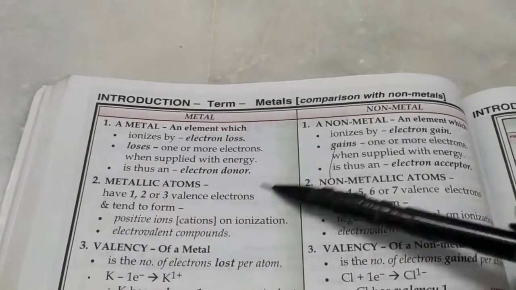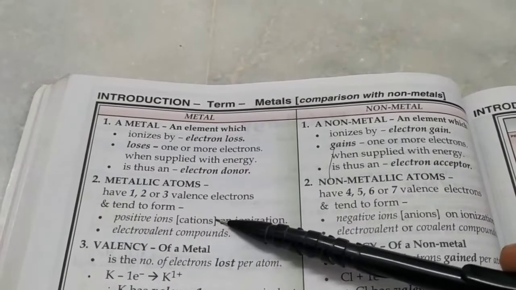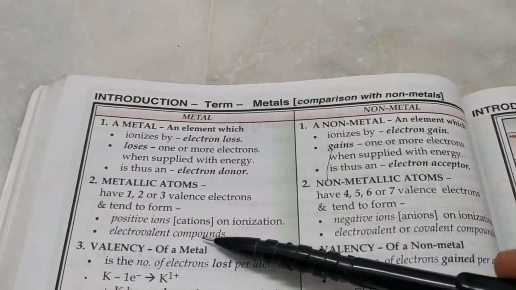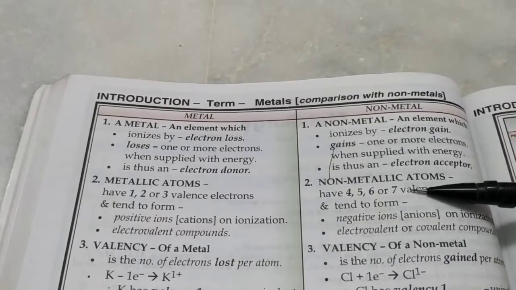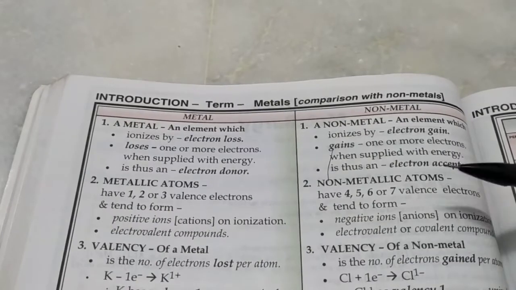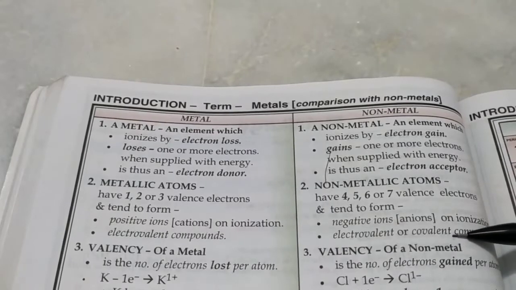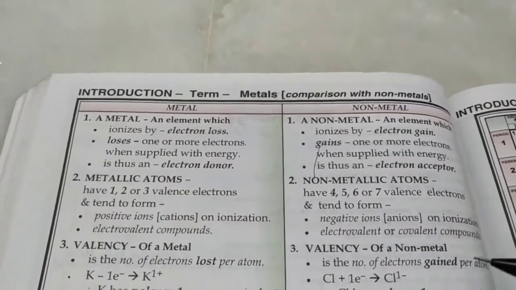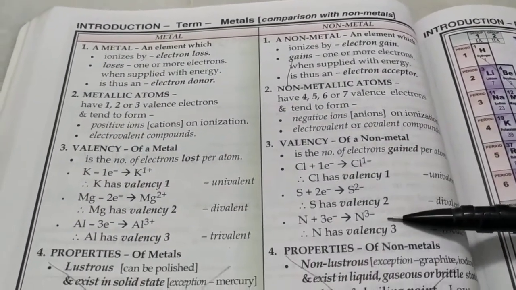Metals are electron donors because they have one, two or three valence electrons which they can easily lose to become cations. So they always form electrovalent compounds with other non-metals. Non-metals, having 4, 5, 6, 7 valence electrons usually, easily gain electrons, they are electronegative, they form anions, and they can form electrovalent compounds with other metals, or they can form covalent compounds with other non-metals or with themselves by sharing electrons. Metals have positive valency and non-metals have negative valencies.